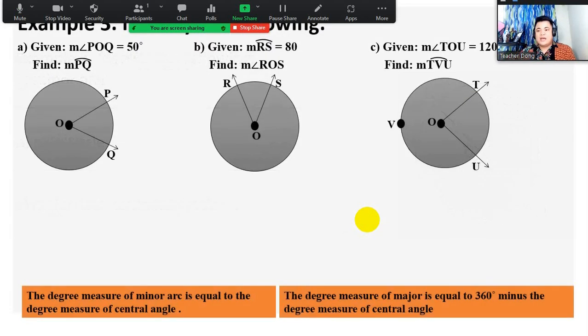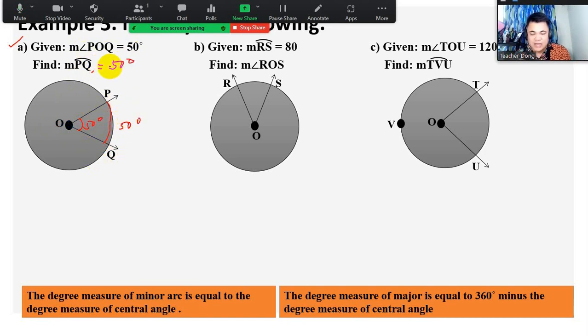Okay, next, example number 3. Let's now apply the CAIA postulate, or postulate number 22, the central angle intercepted arc postulate. Now, given the measurement in letter A, the measurement of angle POQ is 50 degrees. Identify the measurement of arc PQ. In this case, to easily solve, you have to label the figure with the given. So angle POQ, label it 50 degrees. Applying the CAIA postulate, we are solving for arc PQ, therefore this is also 50 degrees.